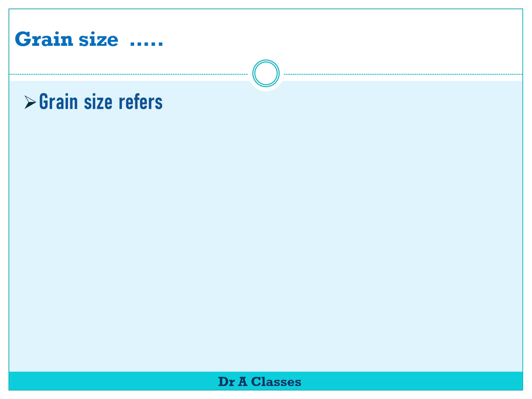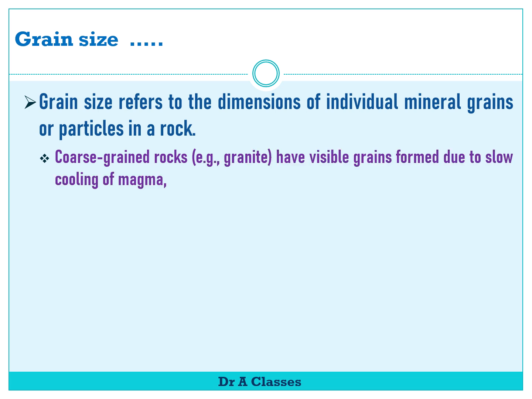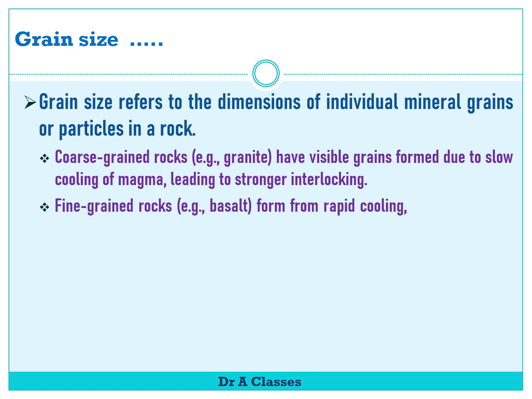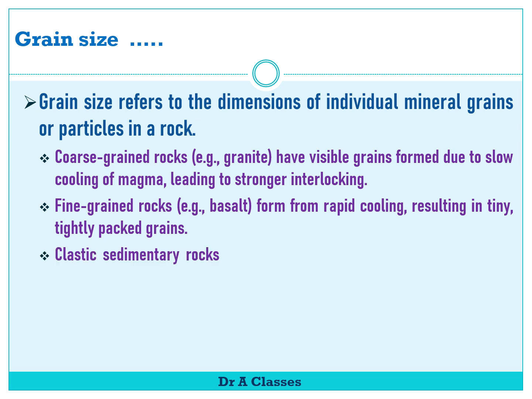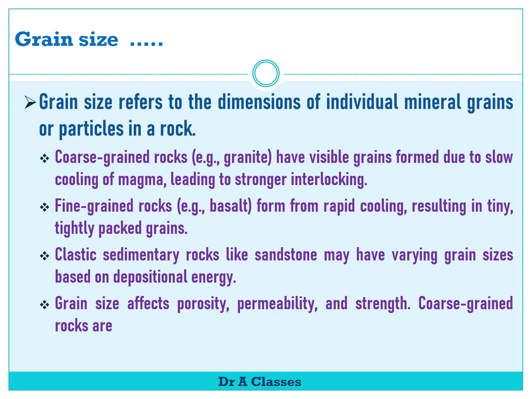Grain size. Grain size refers to the dimension of individual mineral grains or particles in a rock. Coarse-grained rocks, for example granite, have visible grains formed due to slow cooling of magma, leading to stronger interlocking grains. Fine-grained rocks, for example basalt, form from rapid cooling, resulting in tiny, tightly packed grains. Clastic sedimentary rocks like sandstone may have varying grain sizes based on depositional energy. Grain size affects porosity, permeability, and strength. Coarse-grained rocks are often stronger and less porous.